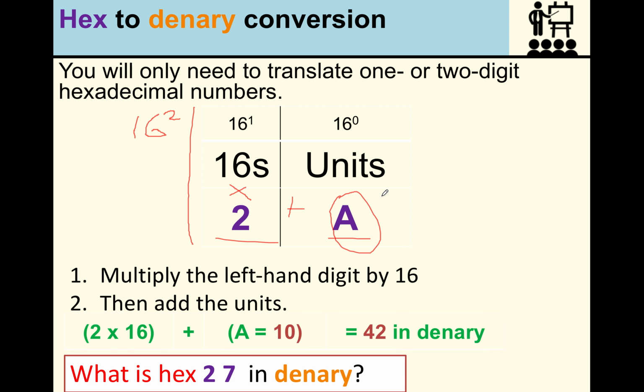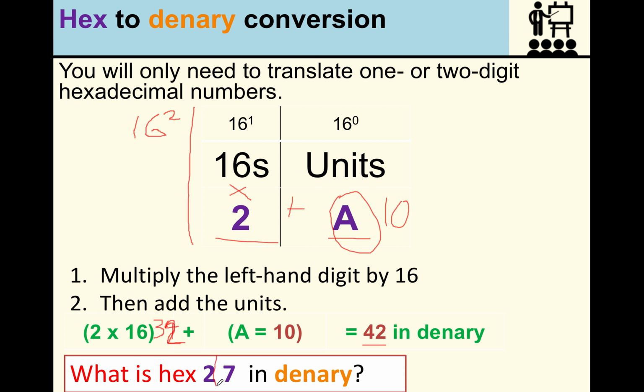So A is 10. So 2 times 16 gives you 34. Did I make a mistake there? Yes. 2 times 16 equals 32. Just checking if you're listening. Plus A, which equals 10. So we need to convert that back to denary, because A equals 10, which gives me 42 in denary.